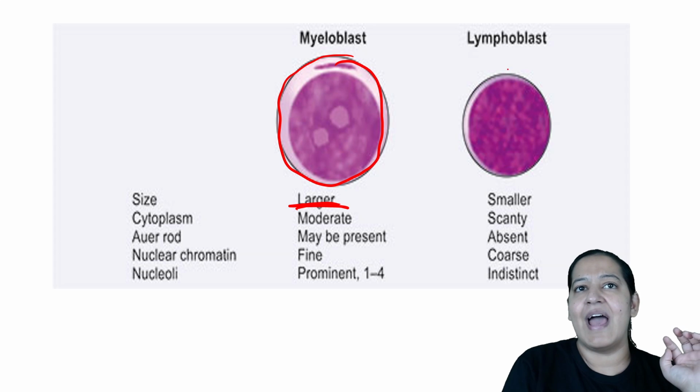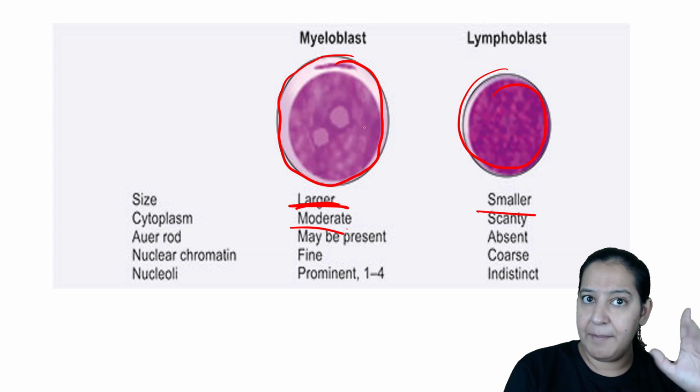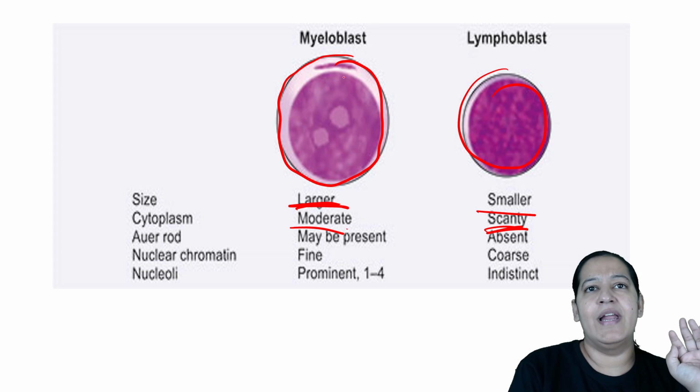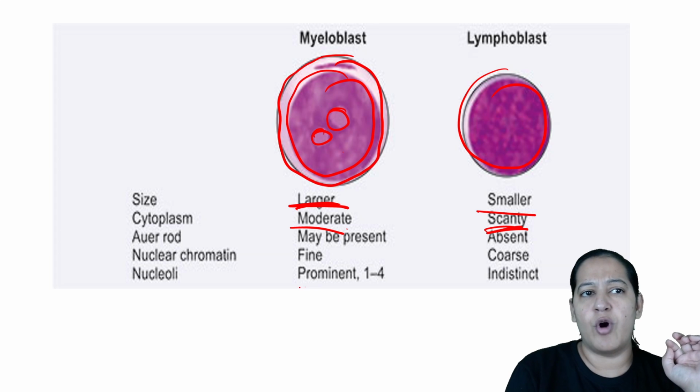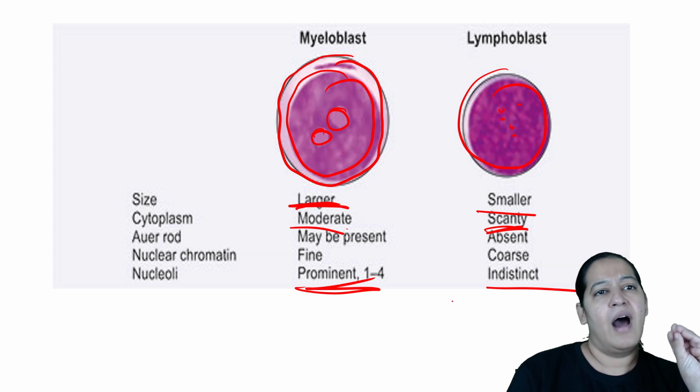Myeloblast is a little larger as compared to lymphoblast. Cytoplasm is moderate in myeloblast, but in lymphoblast very scanty cytoplasm is there. You can see the nucleus. Inside the nucleus of myeloblast, prominent nucleoli are present. Here in lymphoblast, nucleoli are indistinct.